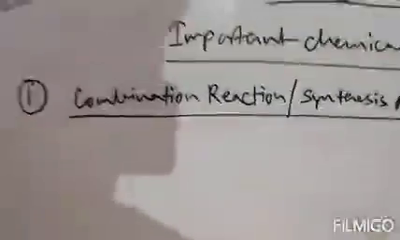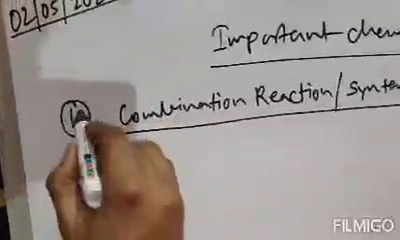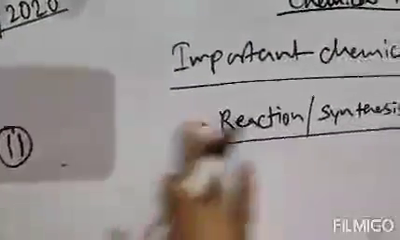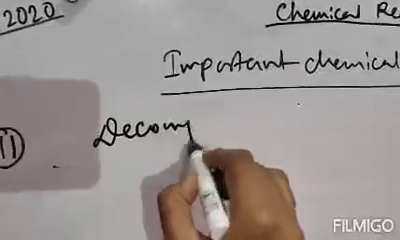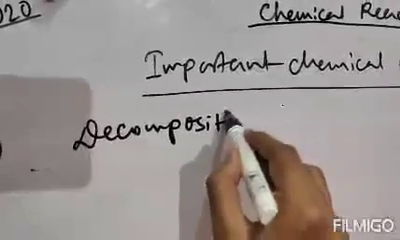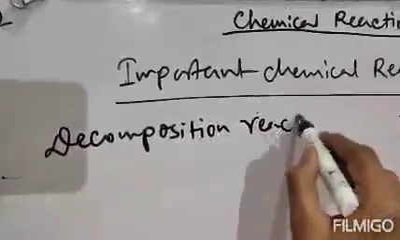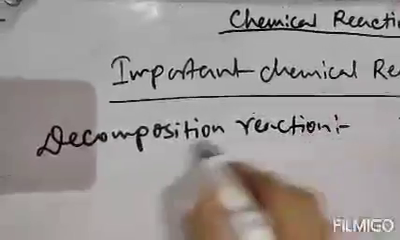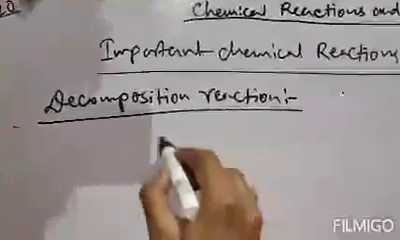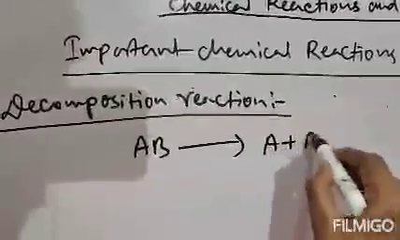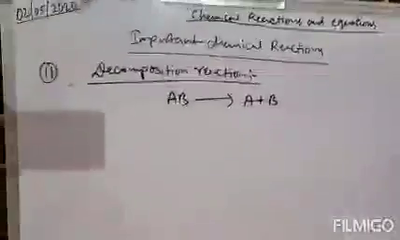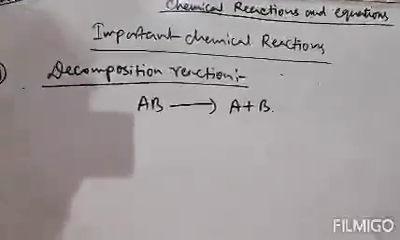Clear? Next type of reaction is your decomposition reaction. The number 2 category is your decomposition reaction. This is your second category or second reaction. What is decomposition reaction? Now suppose this is your reactant and it breaks down into two products.